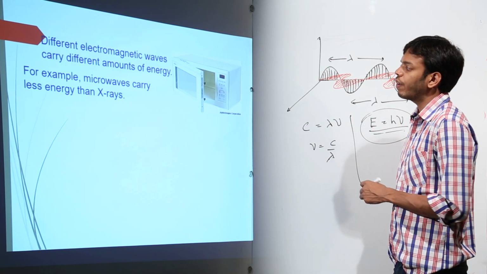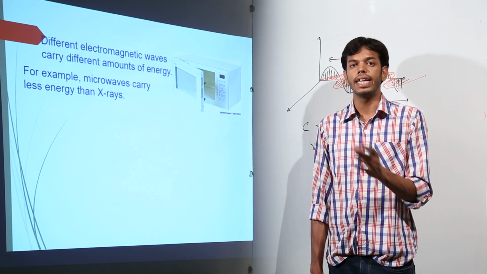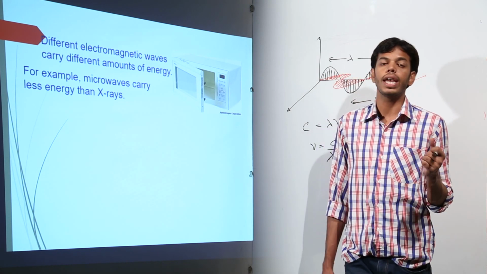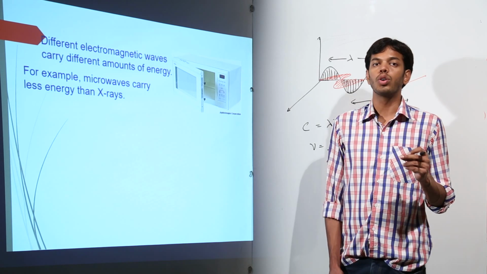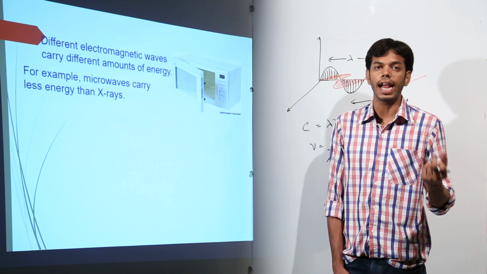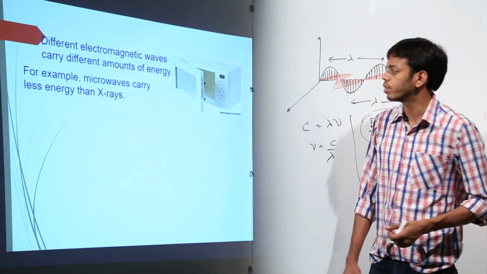For example, microwaves carry less energy than X-rays, but we still use microwaves for heating food, not X-rays. What do we use X-rays for? To measure bone density, because X-rays interact with the bones, the denser material, and they just pass through the skin molecules, right?